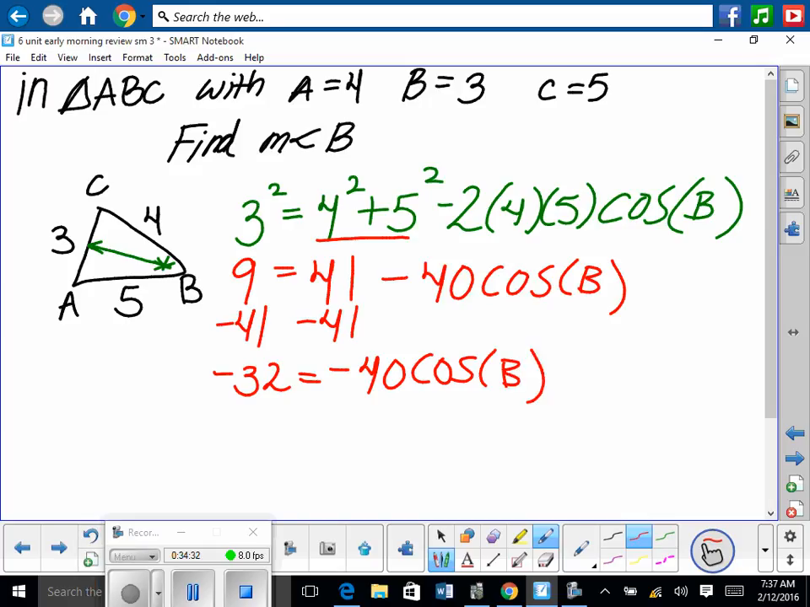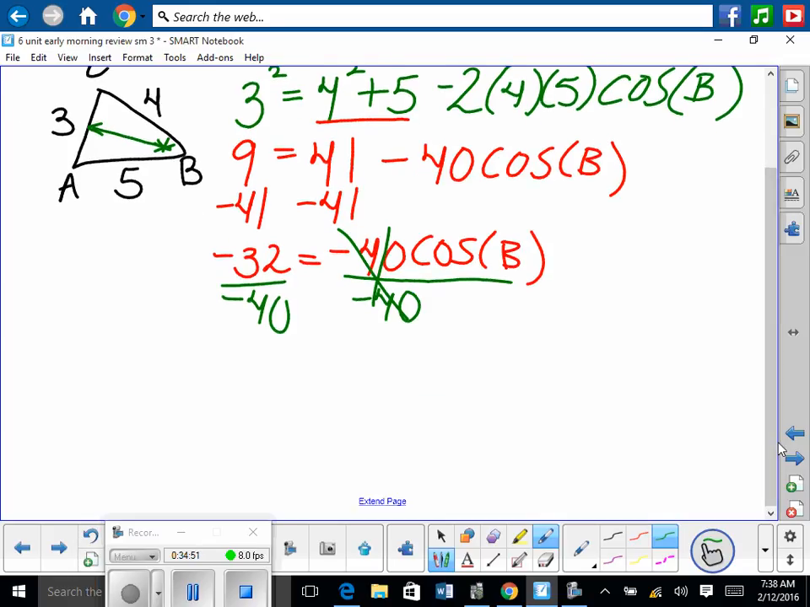Now to get B alone, we'll divide both sides because negative 40 is multiplied to cosine of B. Divide both sides by negative 40. So then that divides out and becomes 1. So we really have 32 over 40 is equal to, a negative divided by a negative is a positive. But even if you type in both negatives, you'll be okay. So we have cosine of B.